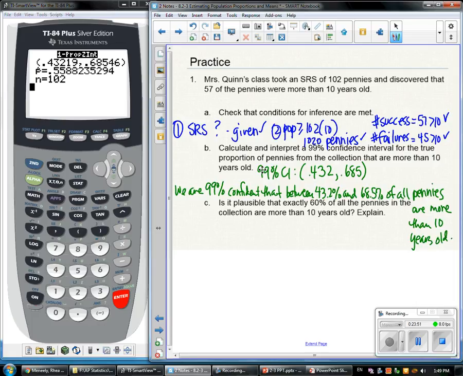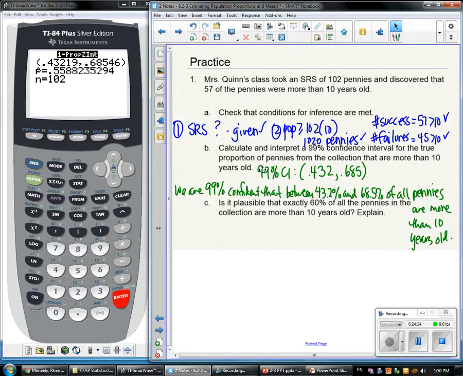Okay. And so in letter C it says, is it plausible that exactly 60% of all pennies in the collection are more than 10 years old? So we want to look to see if 60% falls in or out of our interval. And since it falls within our interval, it's completely plausible that that is the actual population parameter. If it was 70%, the answer to the question would be no, because I'm 99% confident that it's going to be within 43 and 68. So if I'd say, is it plausible that 70% is reasonable, the answer would be no.